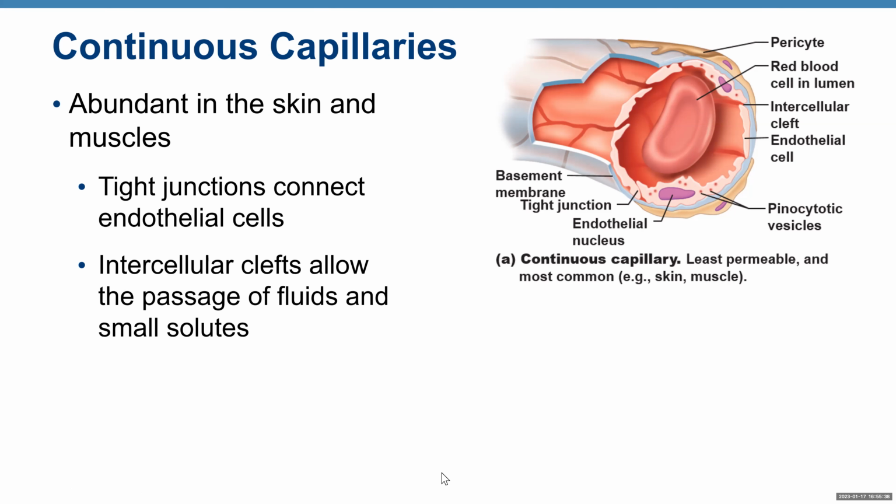So you can see on the diagram here, we have endothelial cells making capillaries. Here's one cell with the nucleus. Inside, you can see a red blood cell and of course plasma and white blood cells. And there is a junction between cells and an intercellular cleft, small openings that allow passage of small solutes.